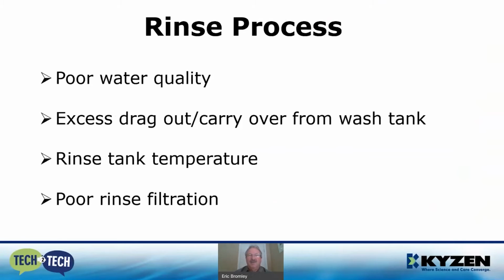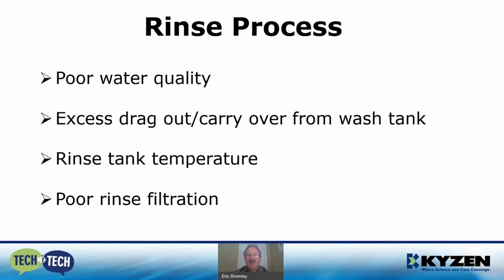The rinse process itself is also a big factor. Naturally, poor water quality: if the tank doesn't have really good water in it to start with, then there can be a problem. It will cause streaking and spots once it's dried. Excess drag out or carryover from the wash tank is another cause. If your parts or your fixtures are carrying over from the wash chamber into the rinse chamber, or in a cabinet spray washer, if it's not cleaning the inside of the cabinet well enough, there'll be remaining wash chemistry and even some solids and soils that could dry onto the parts and cause spots.